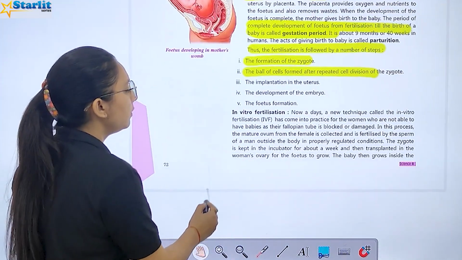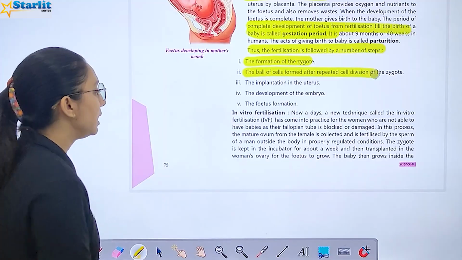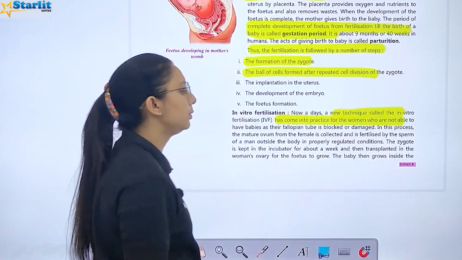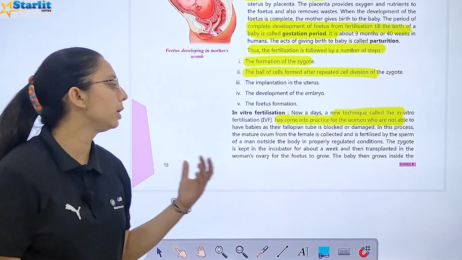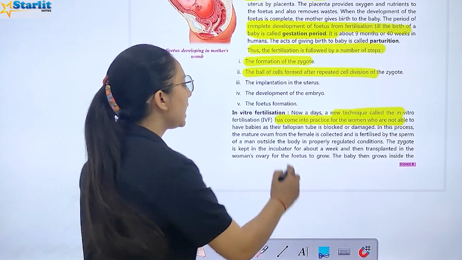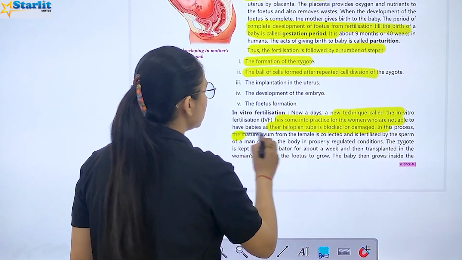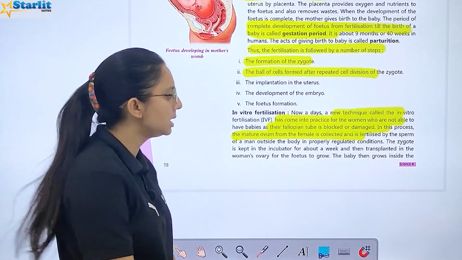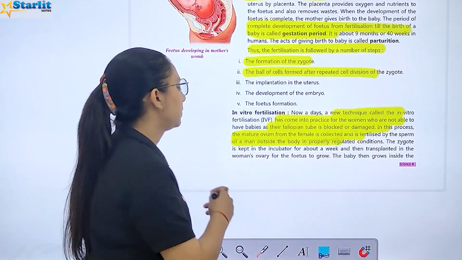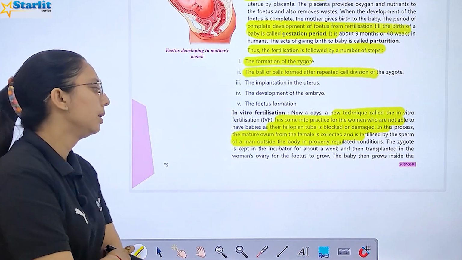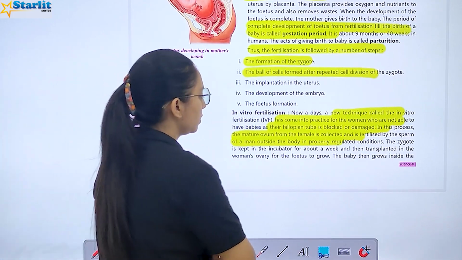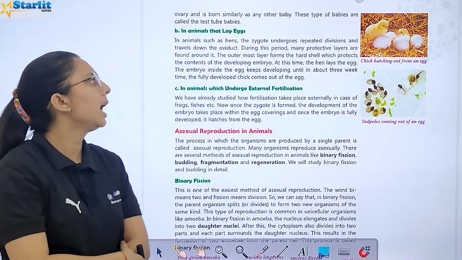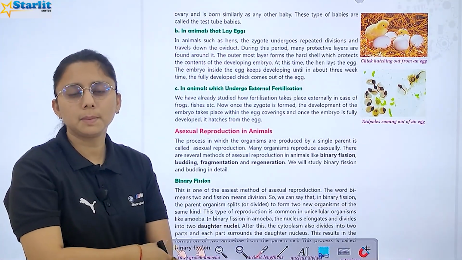Now what is in vitro fertilization? That is IVF. This is a new technique that has come in practice for women who are not able to give birth to babies, as their fallopian tube is blocked or damaged. In this process, a mature ovum from a female is collected and its fertilization by the sperm of the man outside the body is properly regulated. So we can say the baby then grows inside and is born similar to a normal baby.